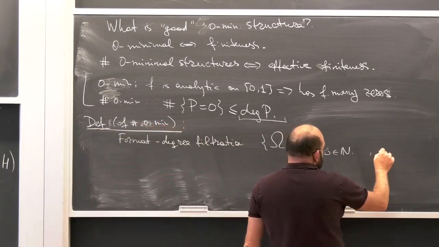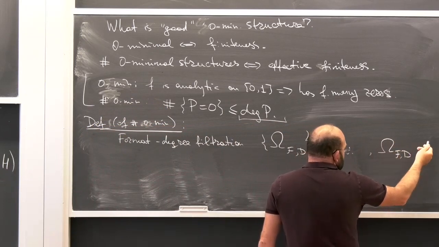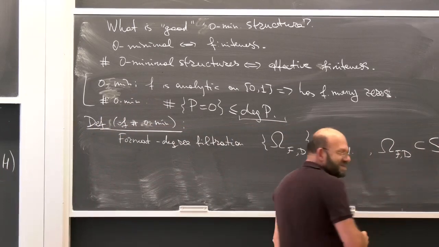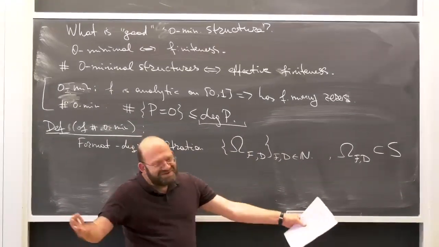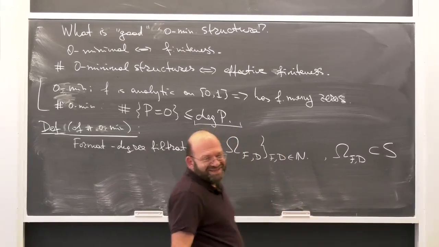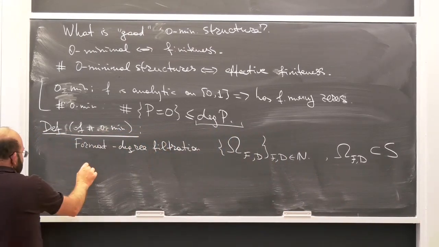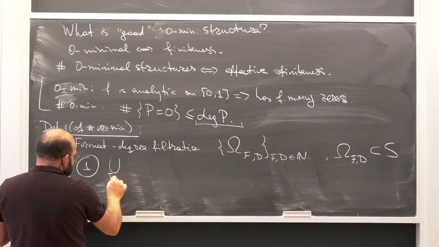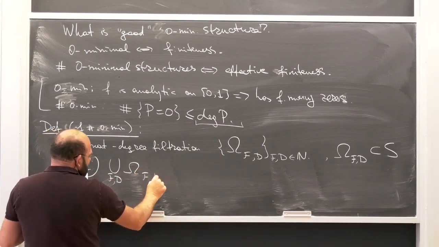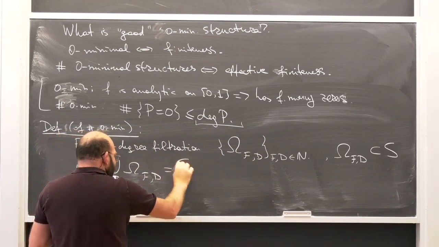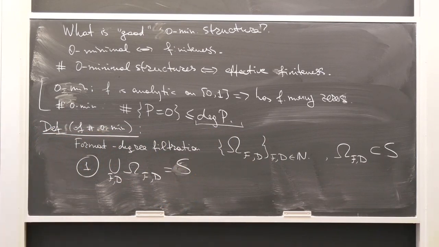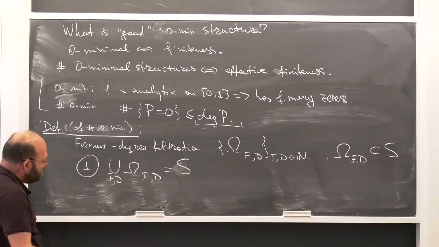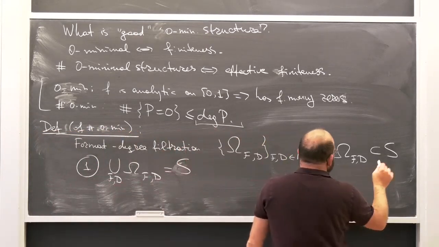If I write it like this, is it correct? No, it's a collection of definable sets, with the following properties. First of all, every definable set is in one of them. I identify an O-minimal structure with a collection of all definable sets. Now any definable set receives some format and degree.